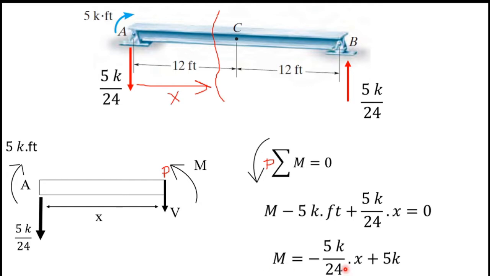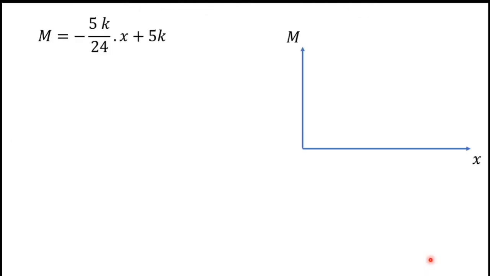This is the equation of bending moment diagram. Here I am going to draw bending moment diagram. So this is the equation we got. M equals minus 5k over 24 times x plus 5k. So as you can see, this is y equals minus mx plus c type. So I can easily draw this bending moment diagram. Its shape is like this. And value of maximum bending moment is 5 and beam length is 24.